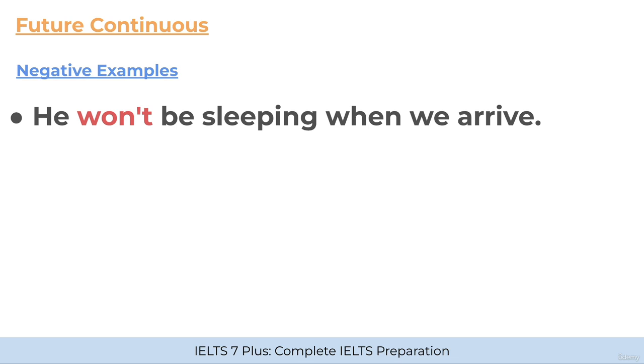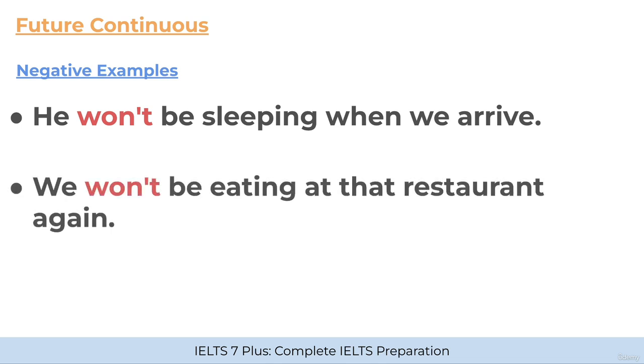He won't be sleeping when we arrive. So I've highlighted the won't just to show you how we can use this contracted form, will not. However, we still have the subject and the other auxiliary verb be, that doesn't change, and the present participle sleeping. So everything else stays the same. We've just added that not to will, and it can become won't, or will not.